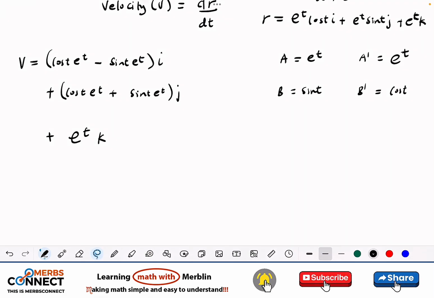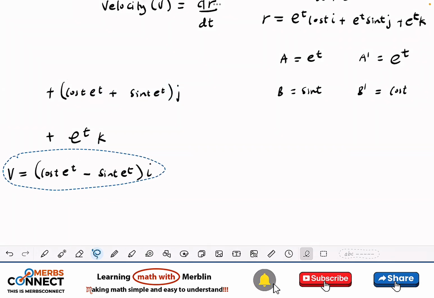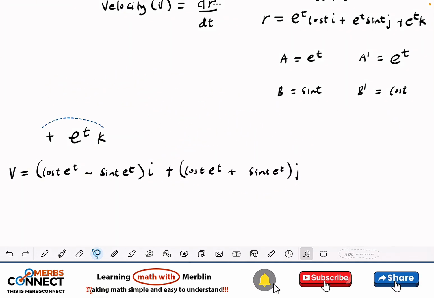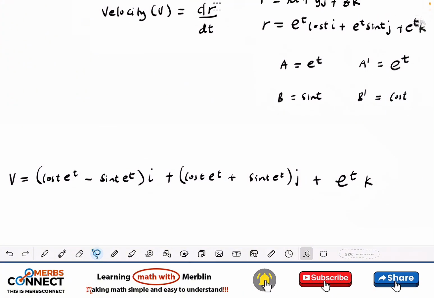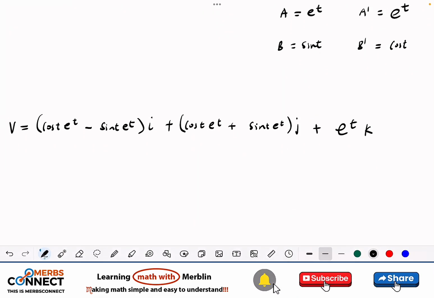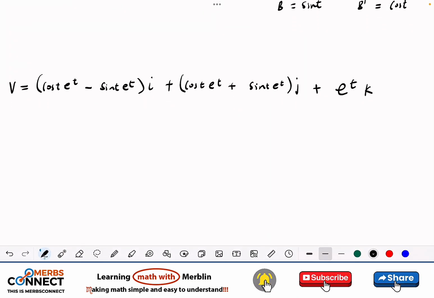Let me write it in this place so that we can see the actual process, like what we have. Good. And then plus this. So this is the velocity, right? We need the acceleration. This kind of question is very common.